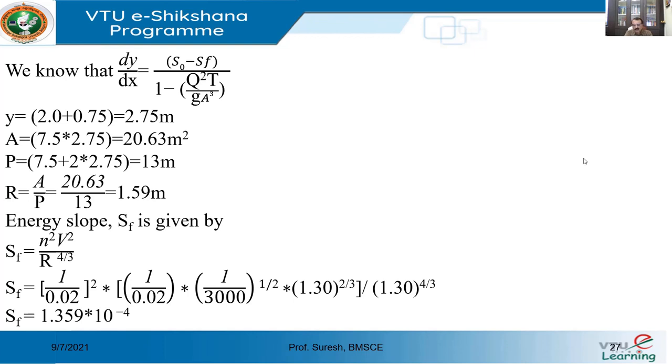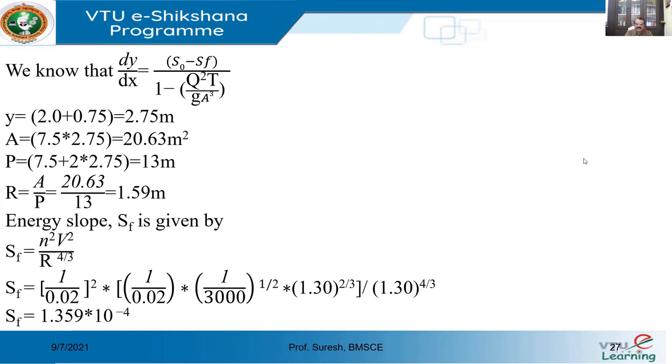Now, before proceeding with that, move to section 2. Here Y2 is 2 plus 0.75, that is equal to 2.75 meter. Corresponding to this new depth, Y2 equal to 2.75, find the wetted area and the wetted perimeter. Wetted area A2 is equal to B into Y2, 7.5 into 2.75. Therefore, wetted area A2 works out to be 20.63 meter square. Similarly, find the value of P2. P2 is 7.5 plus 2Y2, 7.5 plus 2 into 2.75, that works out to be 13 meter. Corresponding to this A2, P2, find the value of R2. R2 is equal to A2 divided by P2, therefore, 20.63 divided by 13 works out to be 1.59 meter.